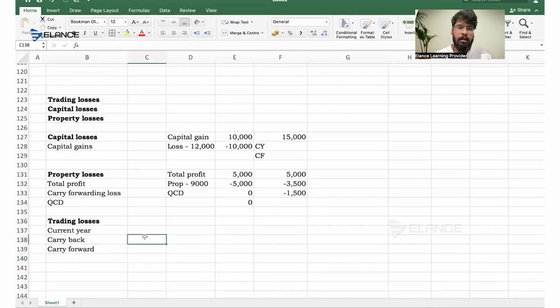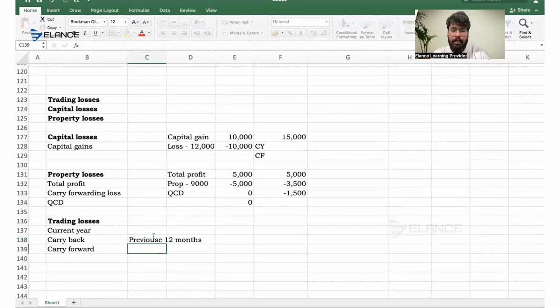And when we are carrying back the loss to the previous periods, we can only carry back the loss to the previous 12 months.